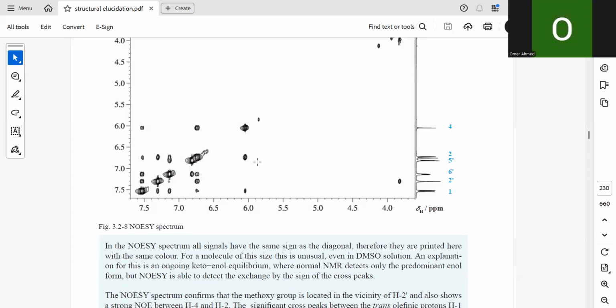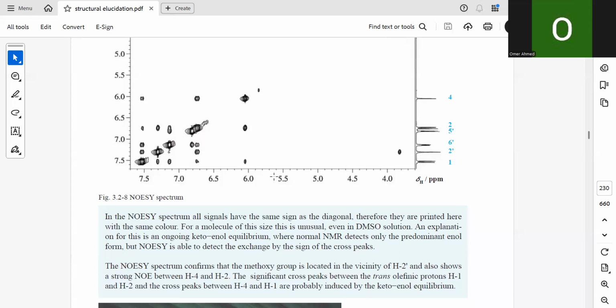So in the NOESY spectrum, all signals have the same sign as the diagonal. Therefore, they are printed here with the same color. Usually the off-diagonal peaks will be in red, but in this book, they printed them in the same color. So for a molecule of this size, this is unusual, even in DMSO solution. An explanation for this is the ongoing keto-enol equilibrium, where normal NMR detects only the predominant enol form, but NOESY is able to detect the exchange of the sign of the cross peaks.